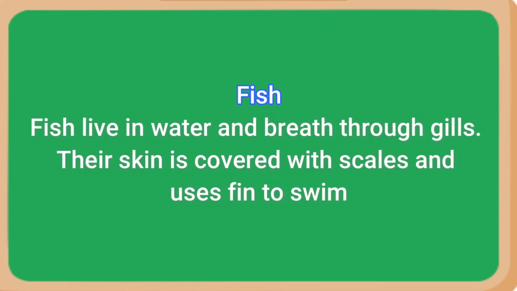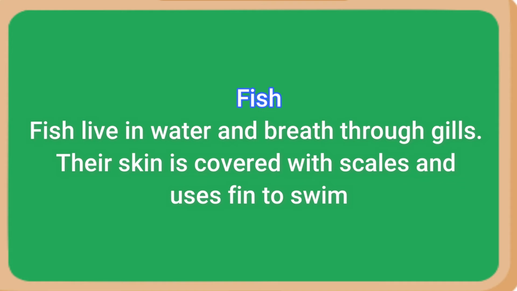Vertebrate animals are grouped into 5. The first one is fish. Fish live in water and breathe through their gills. Their skin is covered with scales and they use fins to swim.